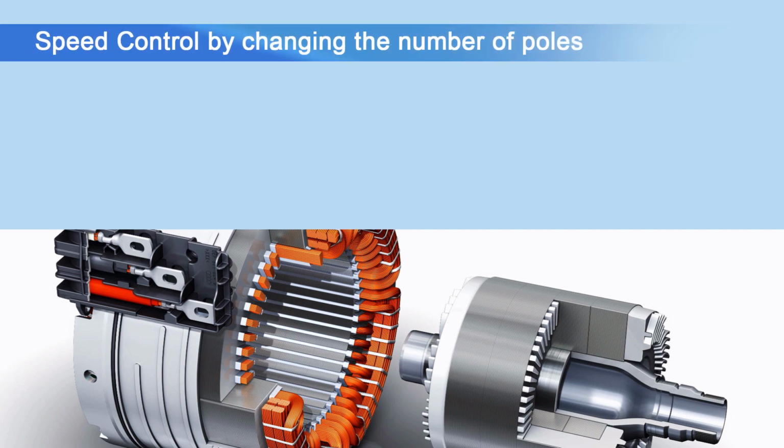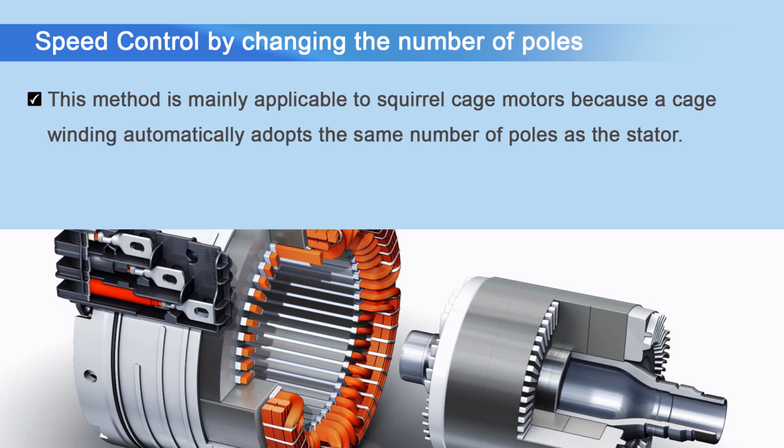So, one by one, we will study various types of speed control, and first one in this category is speed control by changing the number of poles. This method is mainly applicable to a squirrel cage motor. Why? Just think. Yes, the beauty of cage type motor, we know the cage winding automatically adopts the same number of poles as that of stator.